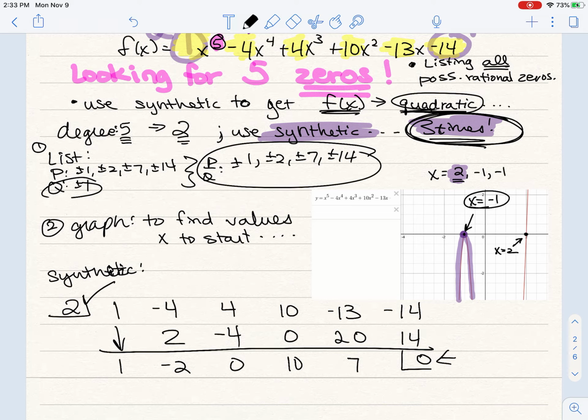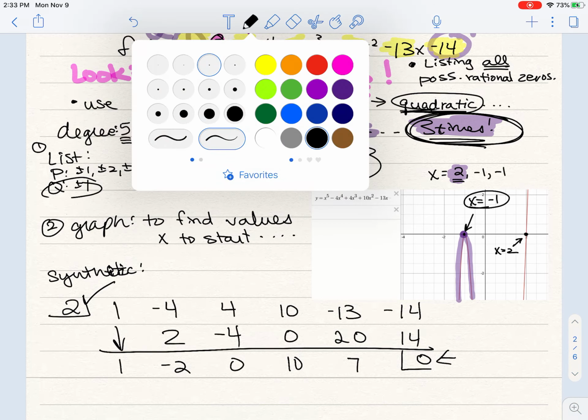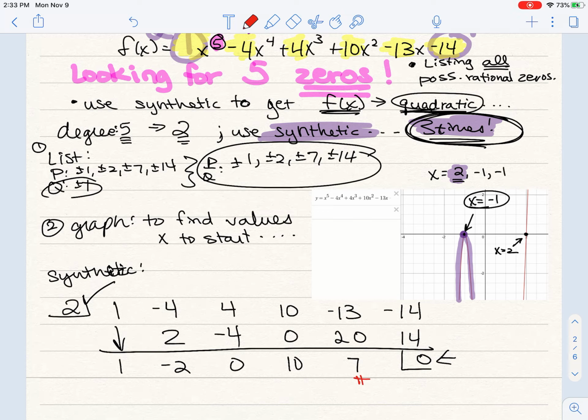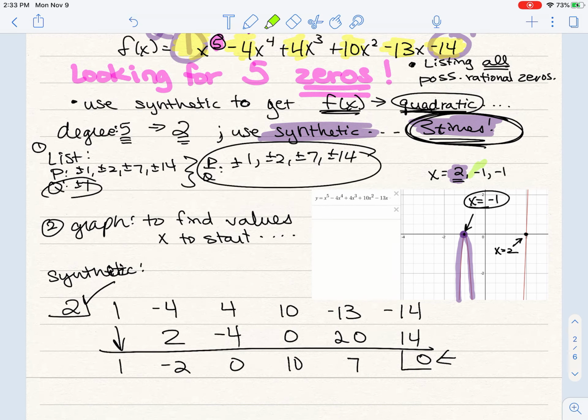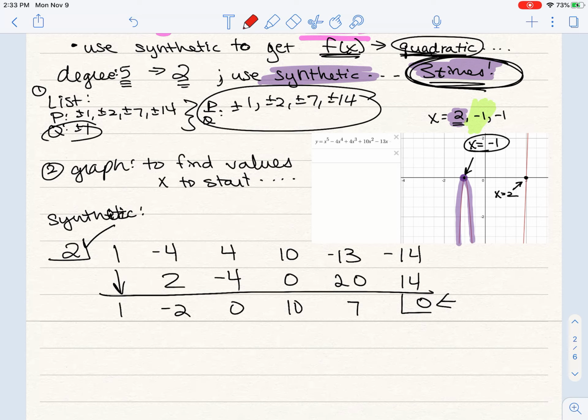And the good news is this remainder is 0, which confirms 2 is a zero. We found the right one. We're not done yet, because this is not down to a quadratic. This is our constant, this is our x squared, x cubed, x to the 4th. We're definitely not anywhere near a quadratic. Remember we said we would have to use synthetic division 3 times. We're still going to do that. So now I'm going to use my highlighter in green. We're using this one now, x equals -1, to get to a quadratic.